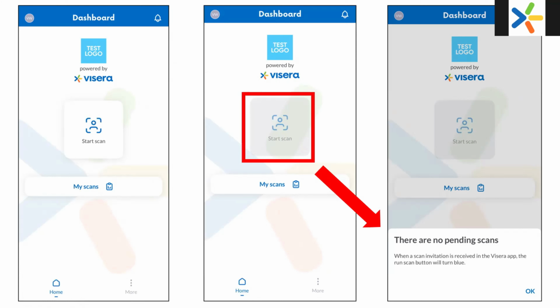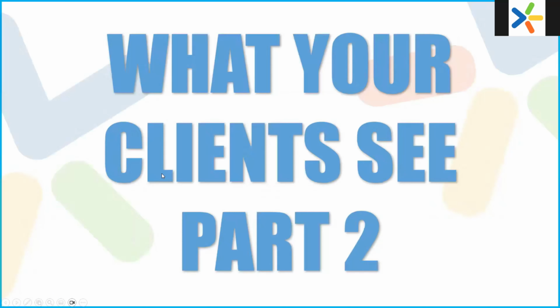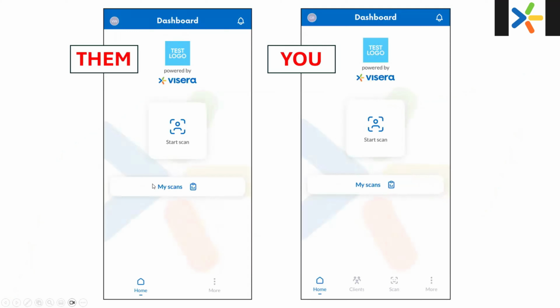And now we're going to talk about what your clients see, part 2. Now we're going to do a side-by-side comparison of the actual app. So every screen, everything on the app, what do they see? What do you see? So let's go ahead and start with the home screen after you log in. So on the left is what they see. On the right is what you see.